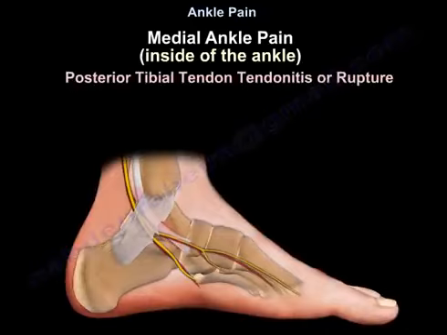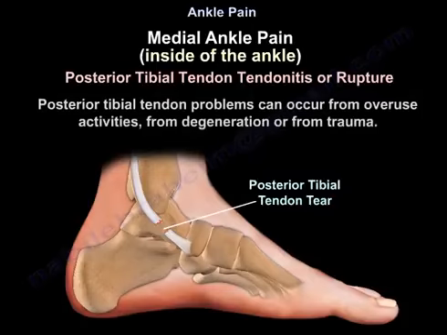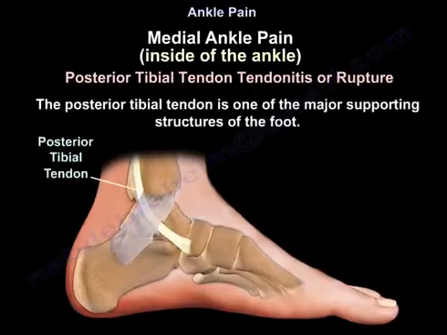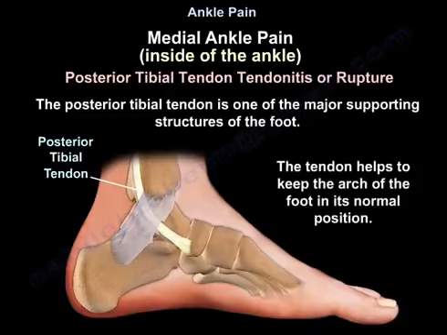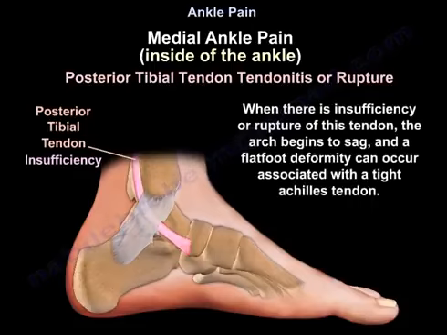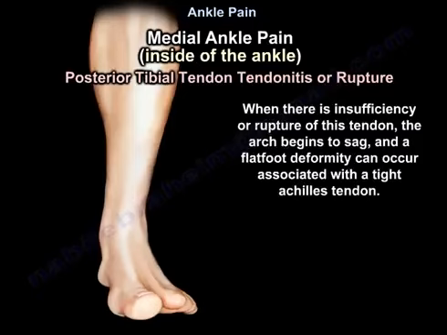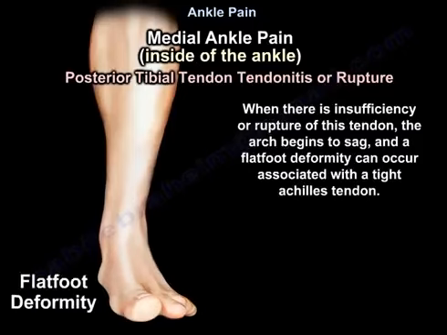Posterior tibial tendonitis or rupture. Posterior tibial tendon problems can occur from overuse activities, from degeneration, or from trauma. The posterior tibial tendon is one of the major supporting structures of the foot. The tendon helps to keep the arch of the foot in its normal position. When there is insufficiency or rupture of this tendon, the arch begins to sag and a flat foot deformity can occur associated with a tight Achilles tendon.